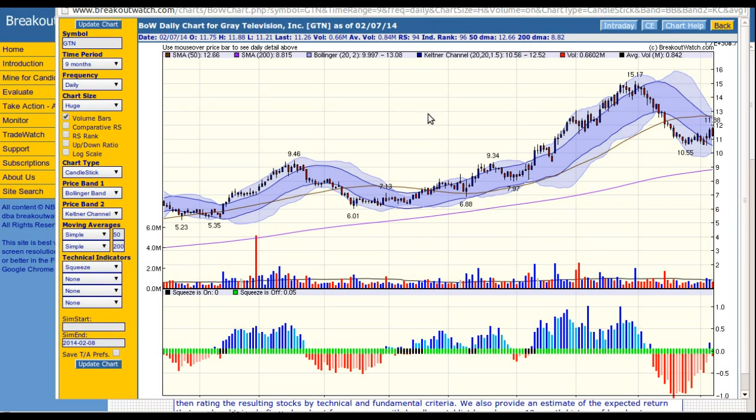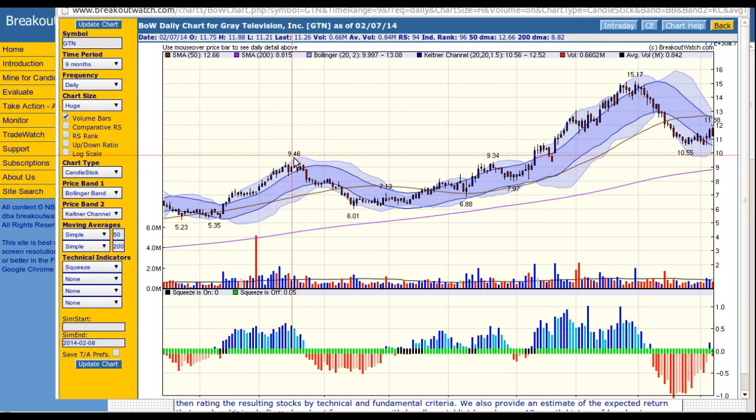And when we first introduced the squeeze, we introduced it in relation to the cup with handle pattern, and GTN was one of the first stocks that broke out from a cup with handle with a squeeze. The breakout occurs when the squeeze comes off, and the squeeze comes off when the Bollinger Band moves outside the Keltner channel, and it's at that point that we issue the alert. And you'll see that as it broke out here, it went on to make quite a substantial move of, in fact, over 50%, moving from around $10 to over $15.